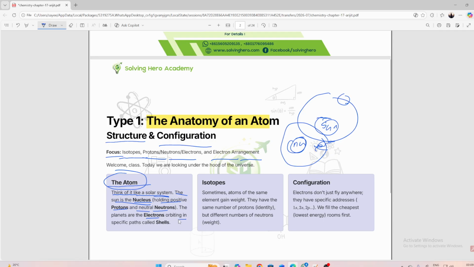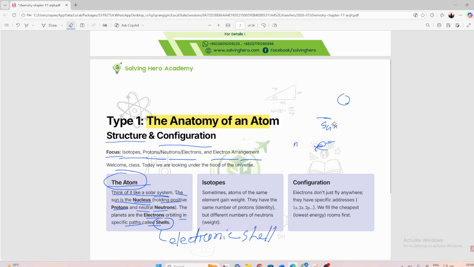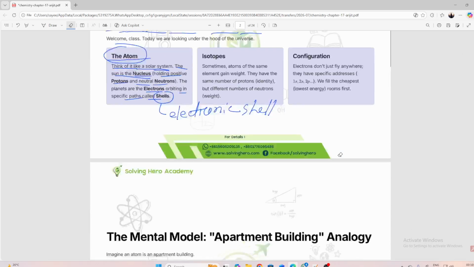So orbiting in the specific path called shell. Shell, that means electronic shell. What did we say? Electronic shell. So clear? Okay, so let's jump into the next topic. What is isotope? We will learn what is isotope.